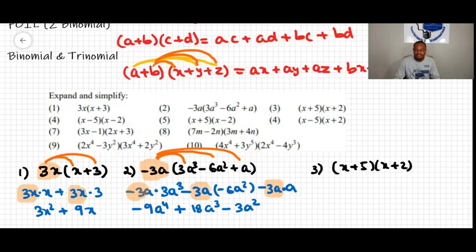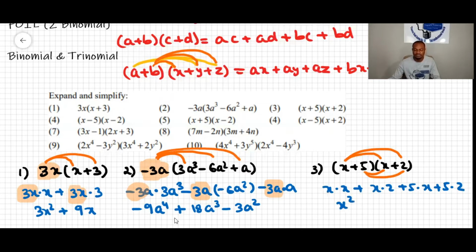X plus 5 and x plus 2. We do the same thing. We will do x times x, x times 2. Here we do the 4, we fold here, and then x times x, 5 times x, and 5 times 2. So this will be x times x plus x times 2, and then plus 5 times x, and then plus 5 times 2. Okay, now x times x makes x squared plus x times 2.